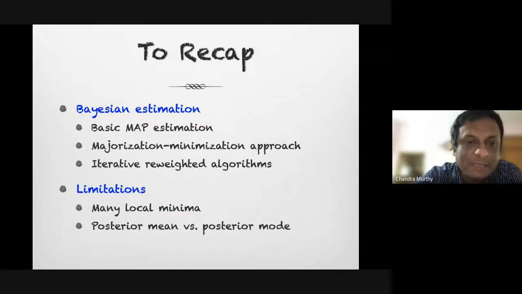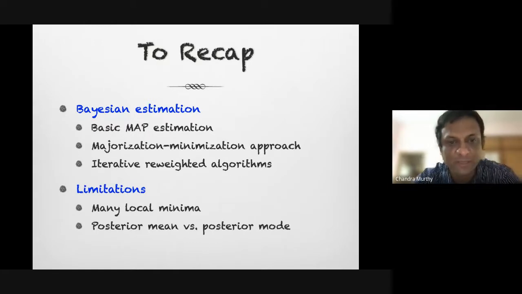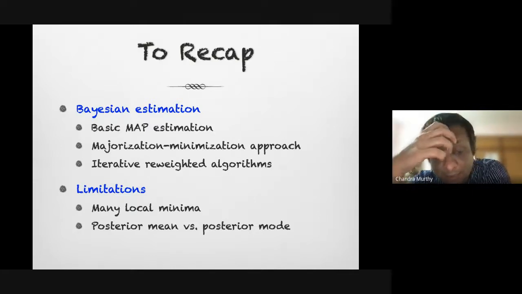So to recap this particular section, we've looked at Bayesian estimation, in particular the basic MAP estimation problem. And we looked at the majorization minimization approach as one very general method for solving problems that can be written as the sum of concave plus convex cost functions. And we've looked at iterative reweighted algorithms, in particular iterative reweighted L1 and L2 algorithms. And we've briefly discussed some limitations of these methods.